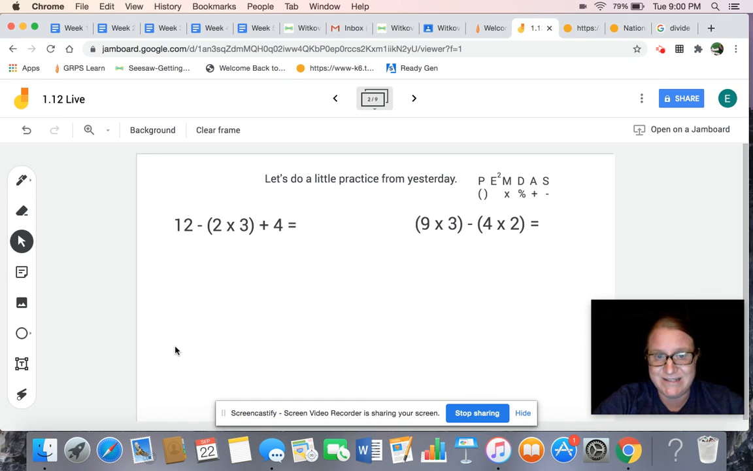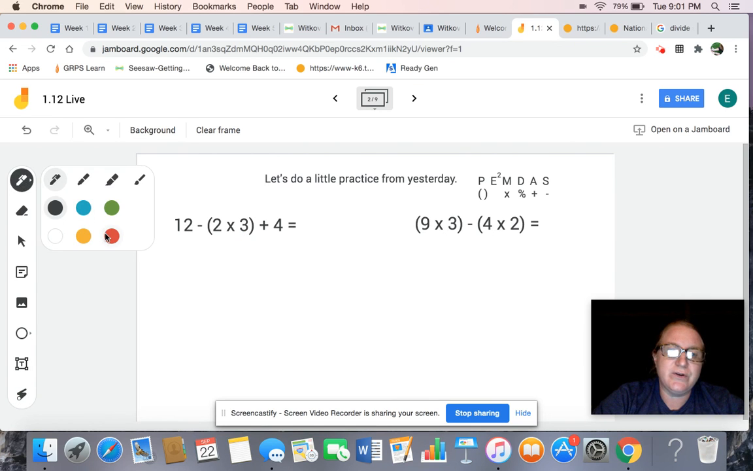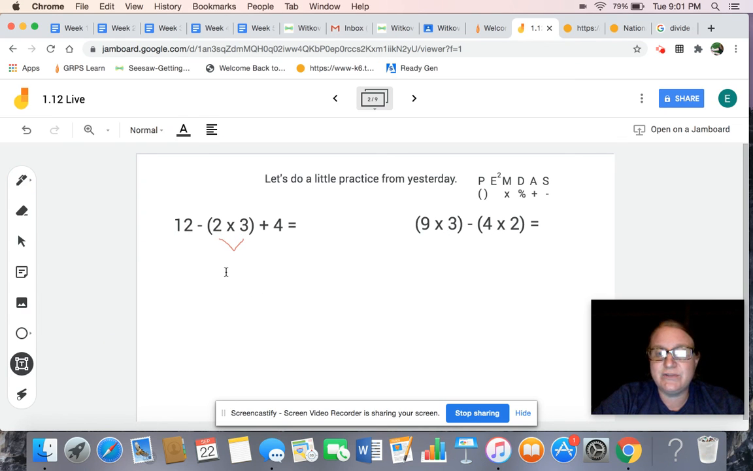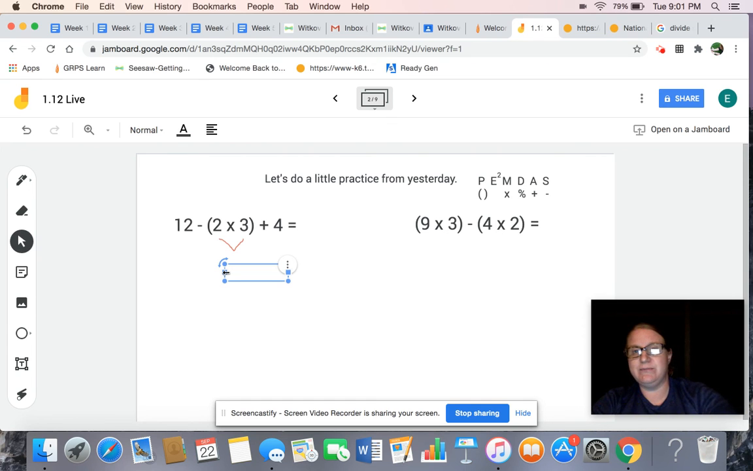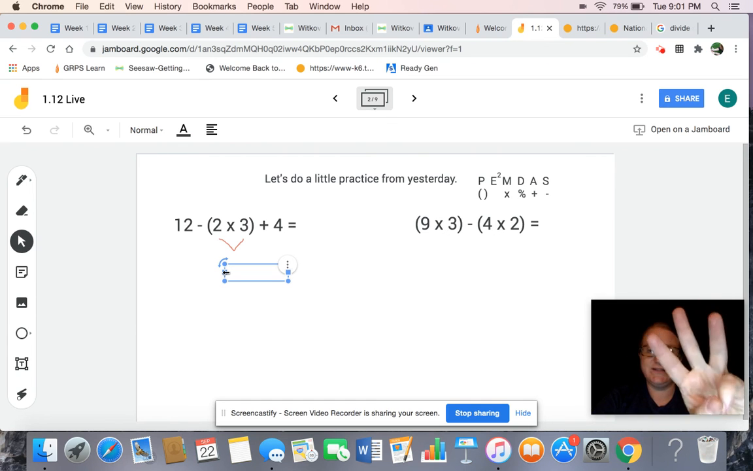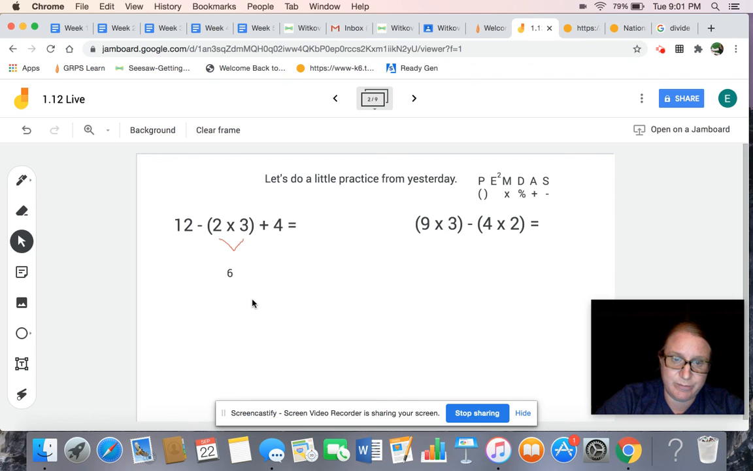12 minus (2 times 3) plus 4. What will we do first? The first thing we're going to do is the parentheses. And inside the parentheses, we have 2 times 3. What is 2 times 3? 2, 4, 6. It is 6. So I'm going to put that there.